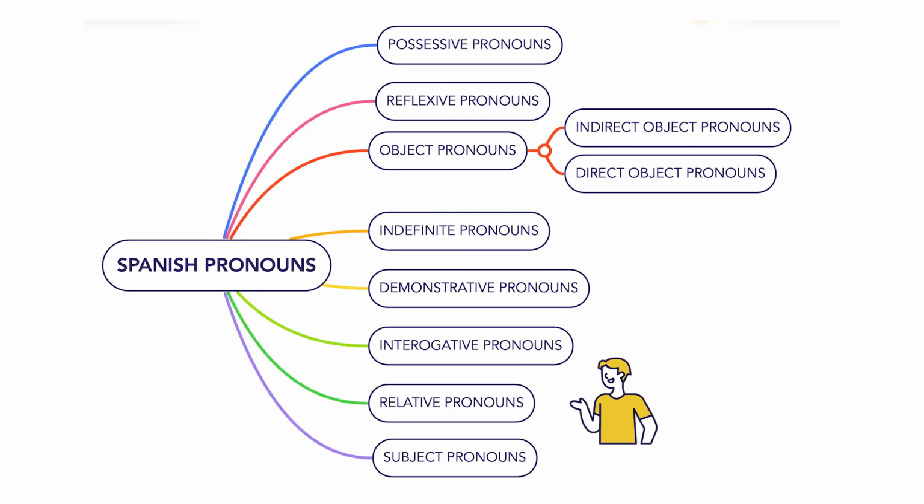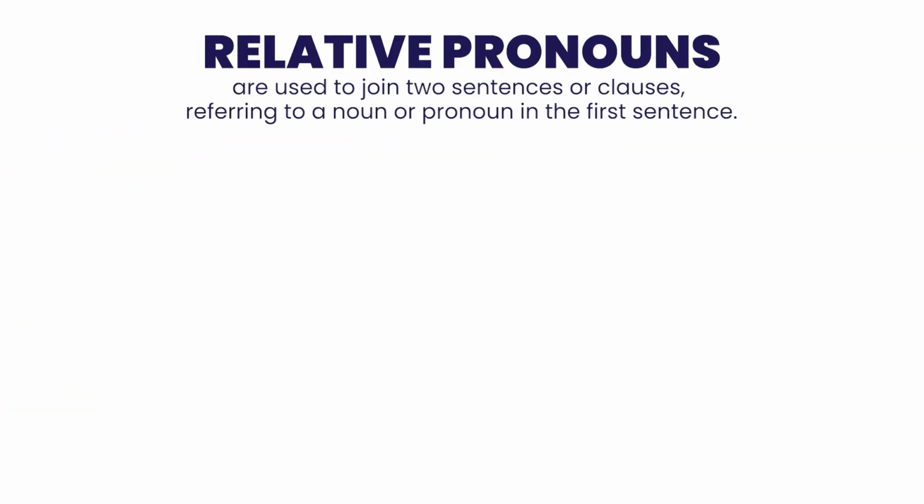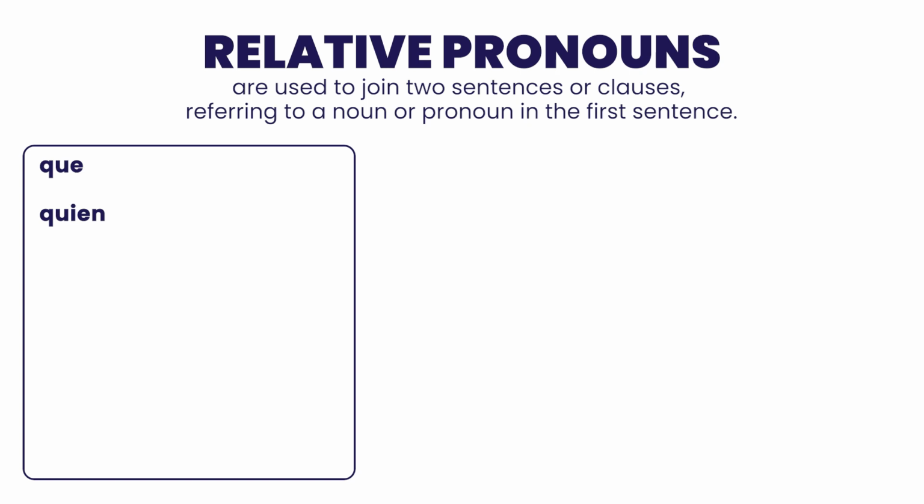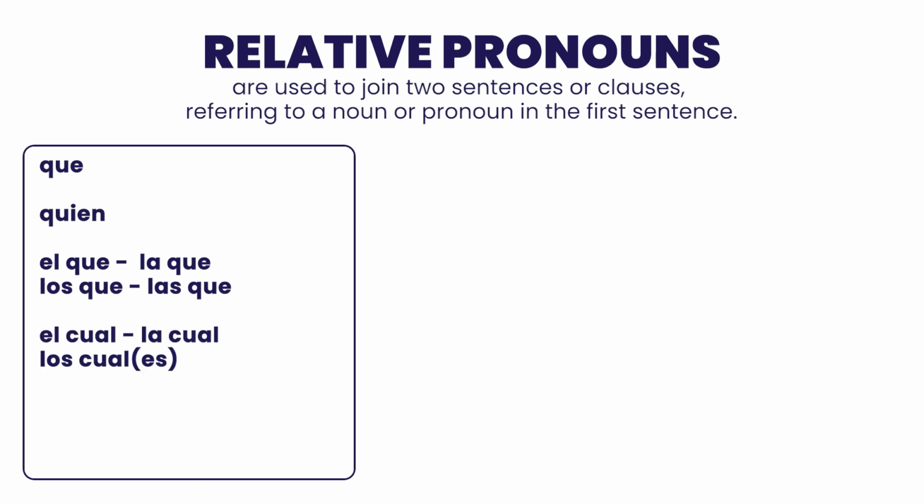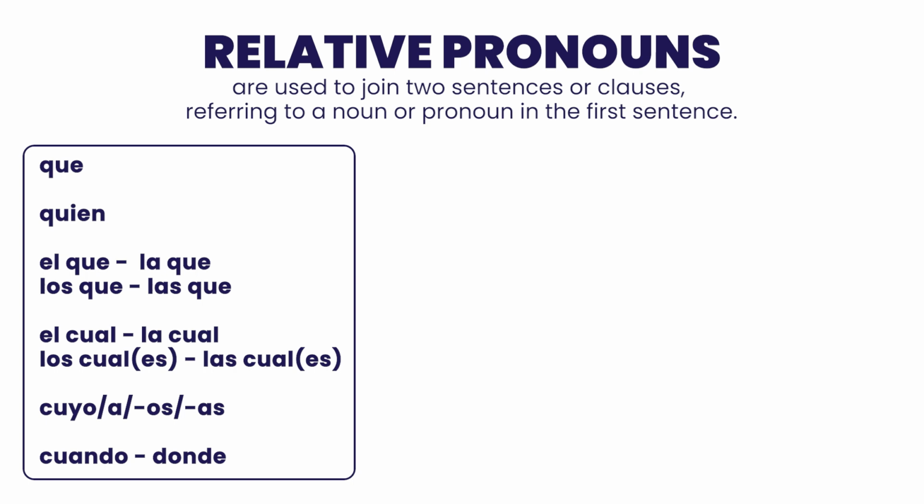Relative pronouns. Relative pronouns are used to join two sentences or clauses, referring to a noun or pronoun in the first sentence. The relative pronouns in Spanish are que, quien, el que, la que, los que, las que, el cual, la cual, los cuales, las cuales, cuyo, cuando, donde. Here are some examples of relative pronouns in Spanish.